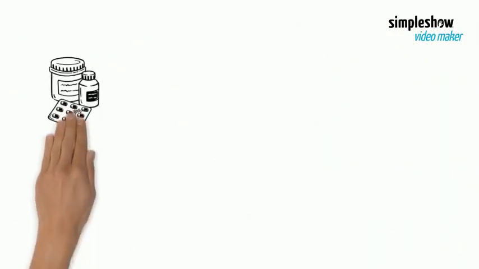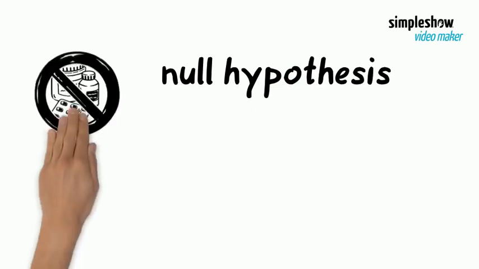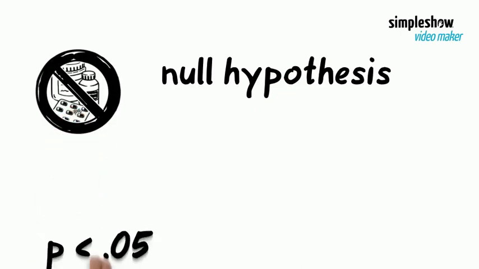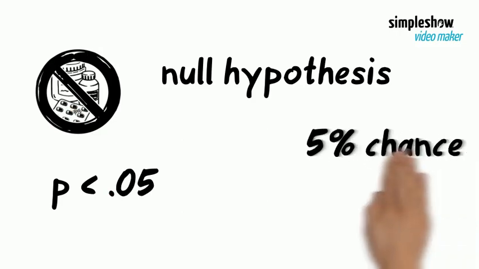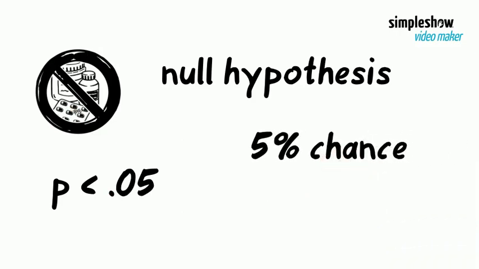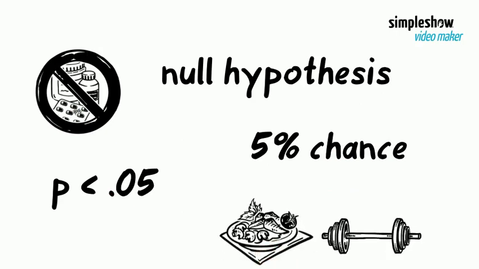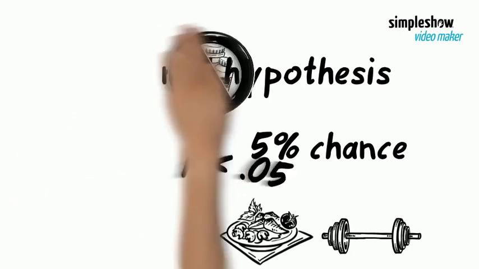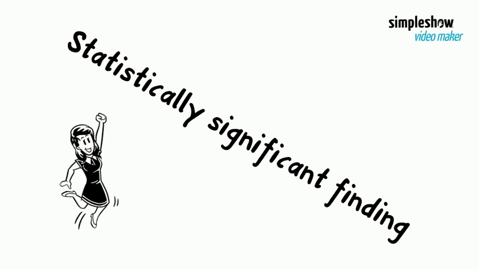In our medication example, the null hypothesis means that if any effect was observed, it would not be due to the medicine. A p-value of less than 0.05 means that there is less than 5% chance that the effects observed were not due to the medicine. And we can accept that the medicine is working. In statistics, this is called a statistically significant finding.